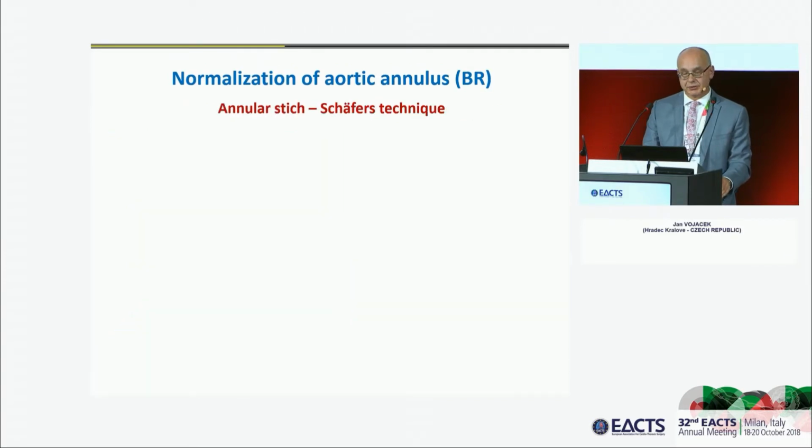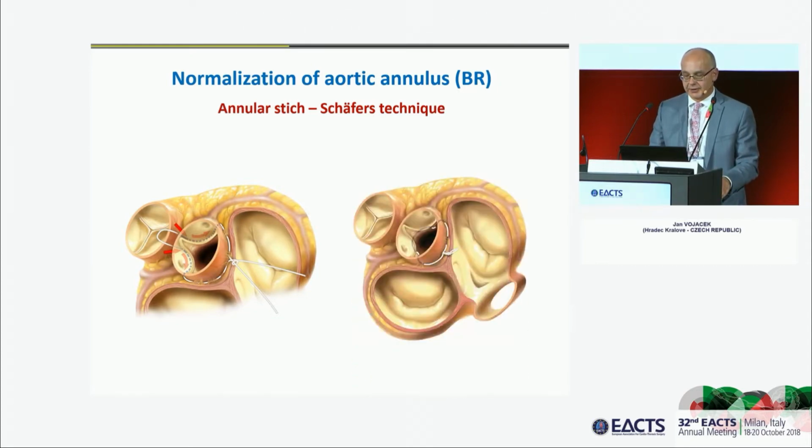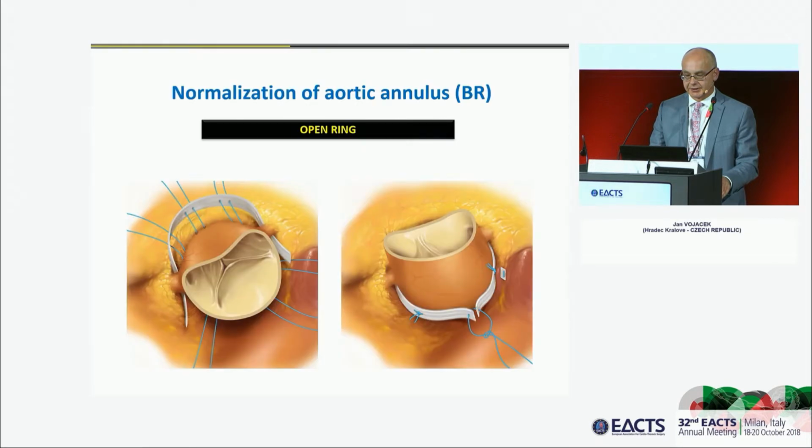But there are 2 good techniques to stabilize the annulus, and they will be mentioned during the second talk, so I will just briefly mention this annular stitch, which was proposed by Professor Schäfers. And the other option is the so-called open ring, which is basically a strip of Dacron placed around the annulus at the level of the basal ring, using exactly the same technique as for the placement of the coronary ring. So you put these six sutures and you have to dissect the root, but without reattaching the coronary buttons, and this is how we can stabilize the aortic annulus.